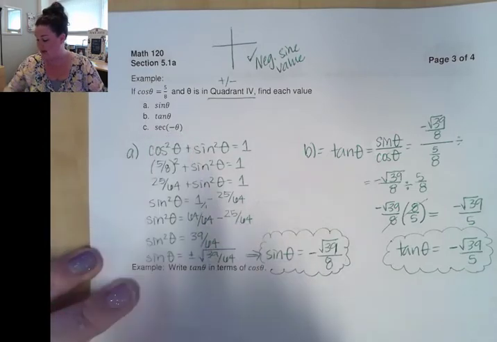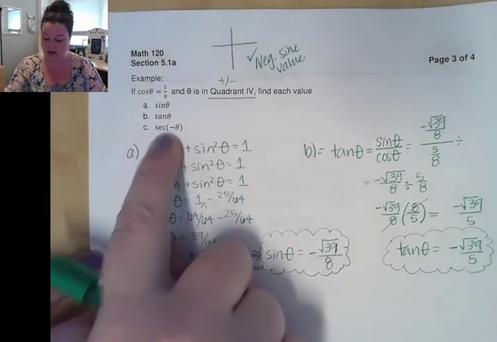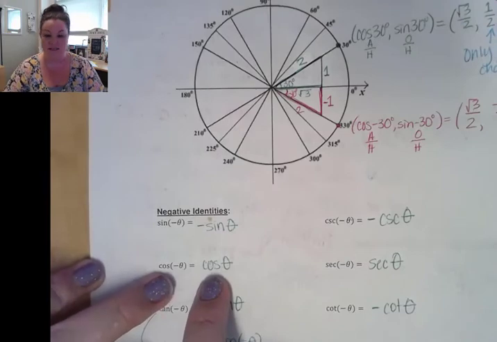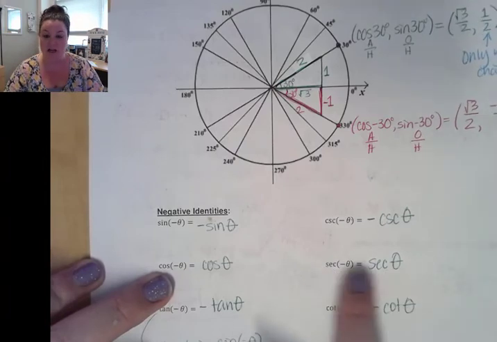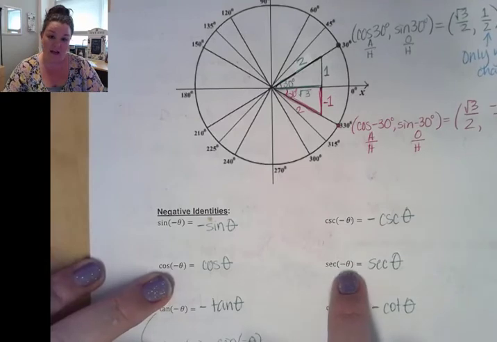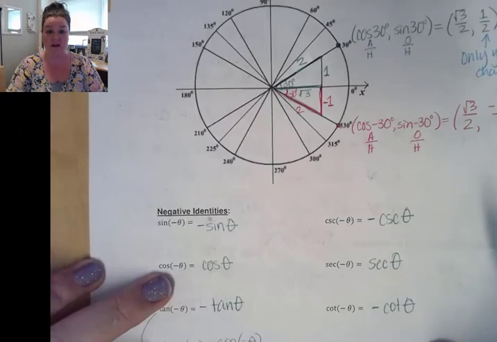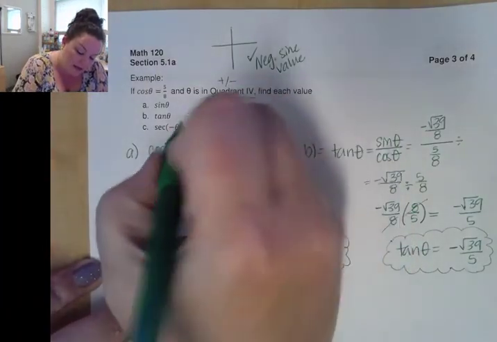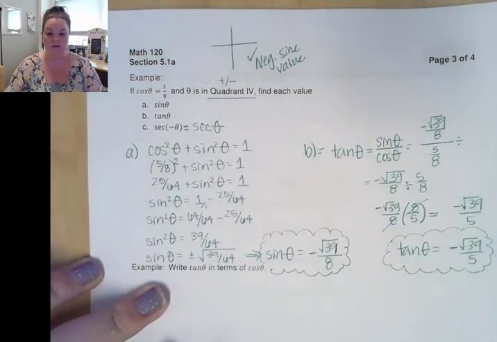Now this is a negative identity. So secant relates to cosine, right? And if we look back over here, cosine doesn't change value. Which means that secant going from a negative angle to a positive angle is not going to change sign. So secant of negative theta is exactly the same as secant of just original theta. So I'm going to go ahead and write that in. This is the same thing as secant theta.